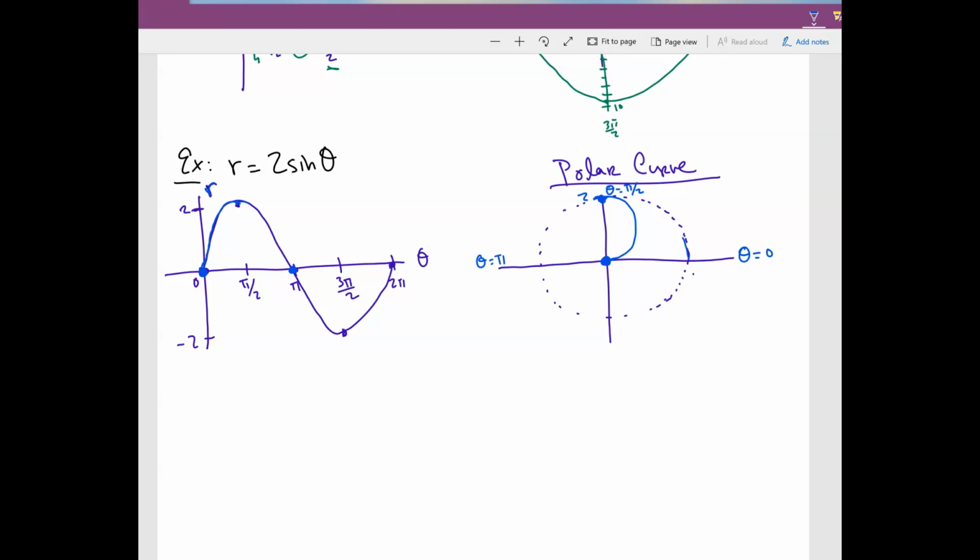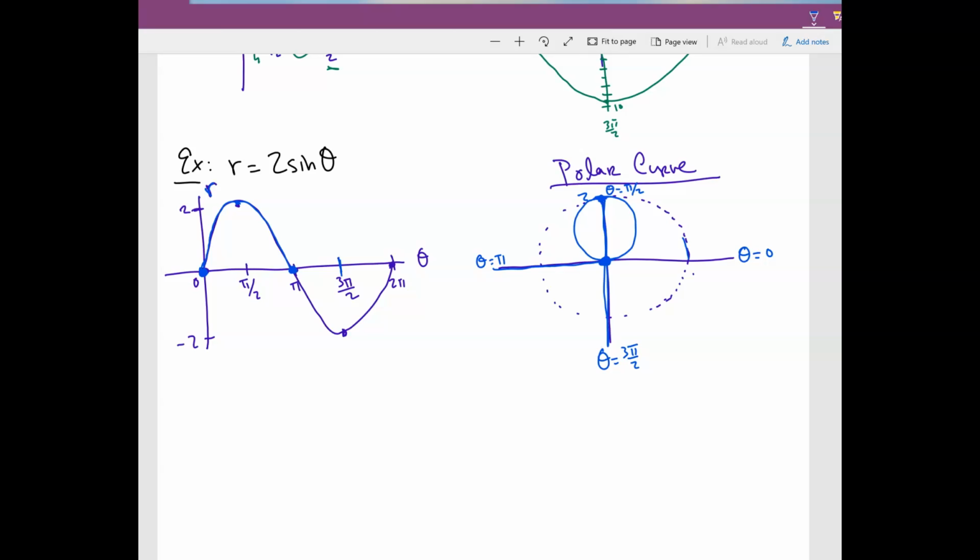Then at theta equals pi, because that's the next angle, what is it doing? Now you're decreasing until you get to 0. So at theta equals pi, you're going to go to 0. All right, then you're going to go to 3 pi over 2. Theta equals 3 pi over 2. So now you're looking at this line. Remember that we stopped here.